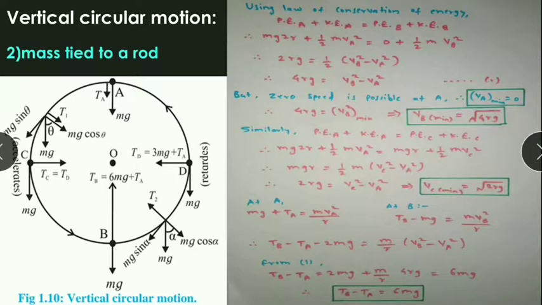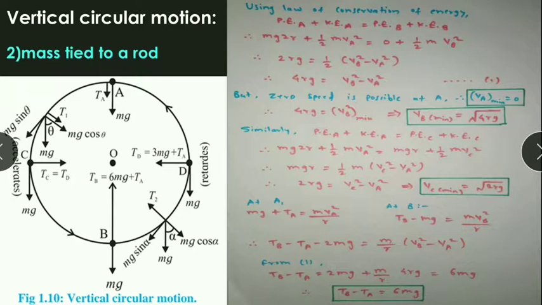Now consider second case, mass tied to a rod. In this case, the minimum speed at the uppermost point is not required since the rod is rigid and zero speed is possible at the uppermost point. Using law of conservation of energy, potential energy at A plus kinetic energy at A is equals to potential energy at B plus kinetic energy at B. Therefore, mg into 2r plus half mva square is equals to 0 plus half mvb square.